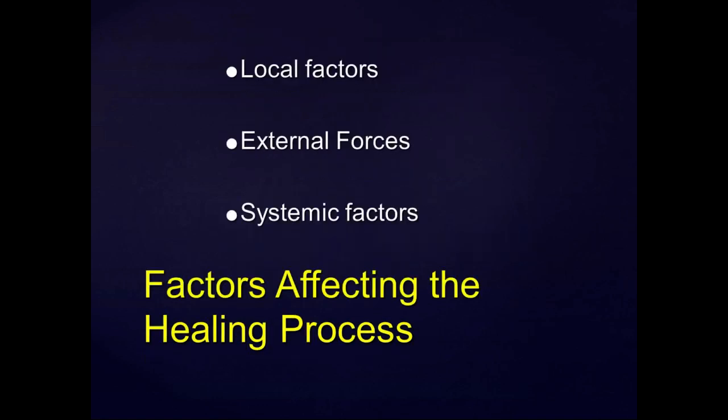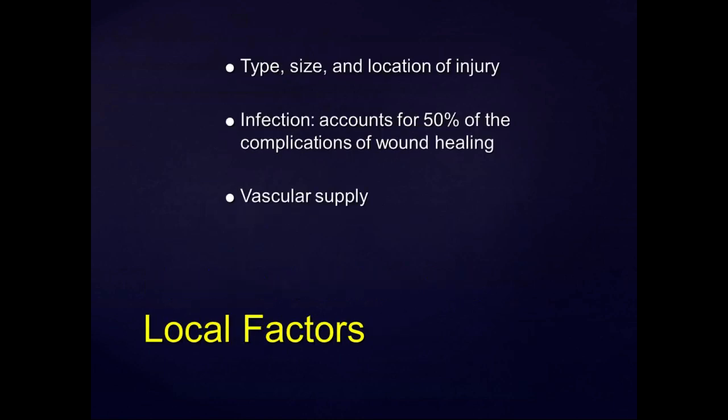So there are lots of different factors that can affect the healing process. There can be local factors, certainly, external forces, and systemic factors. So we'll talk about those individual ones. Local factors include the type, size, and location of the injury. Obviously, a small, clean wound is going to heal faster than a larger, rough wound, if that makes sense.